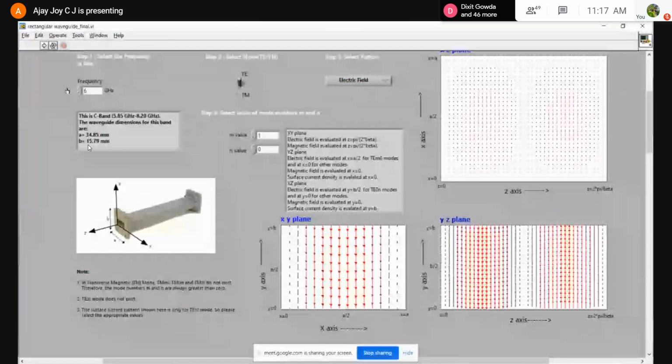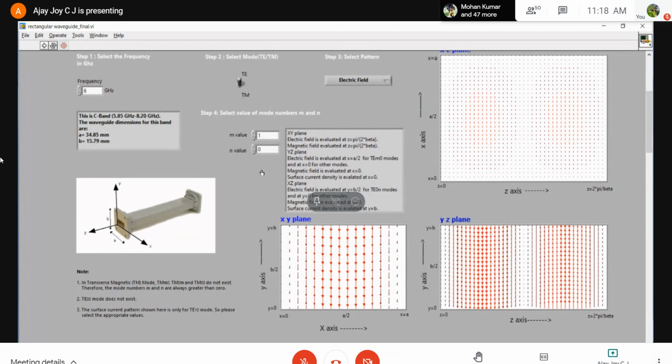First, the field patterns of various modes. First we can set the frequency here. I take 6 gigahertz for now, and I set it here for TE mode. That is, the electric field will not have any component in the direction of propagation, and we'll see the pattern of the electric field in the rectangular waveguide. If we run this, we can see the patterns in XZ, that is this side, and in XY we can see this will be the pattern, and YZ.